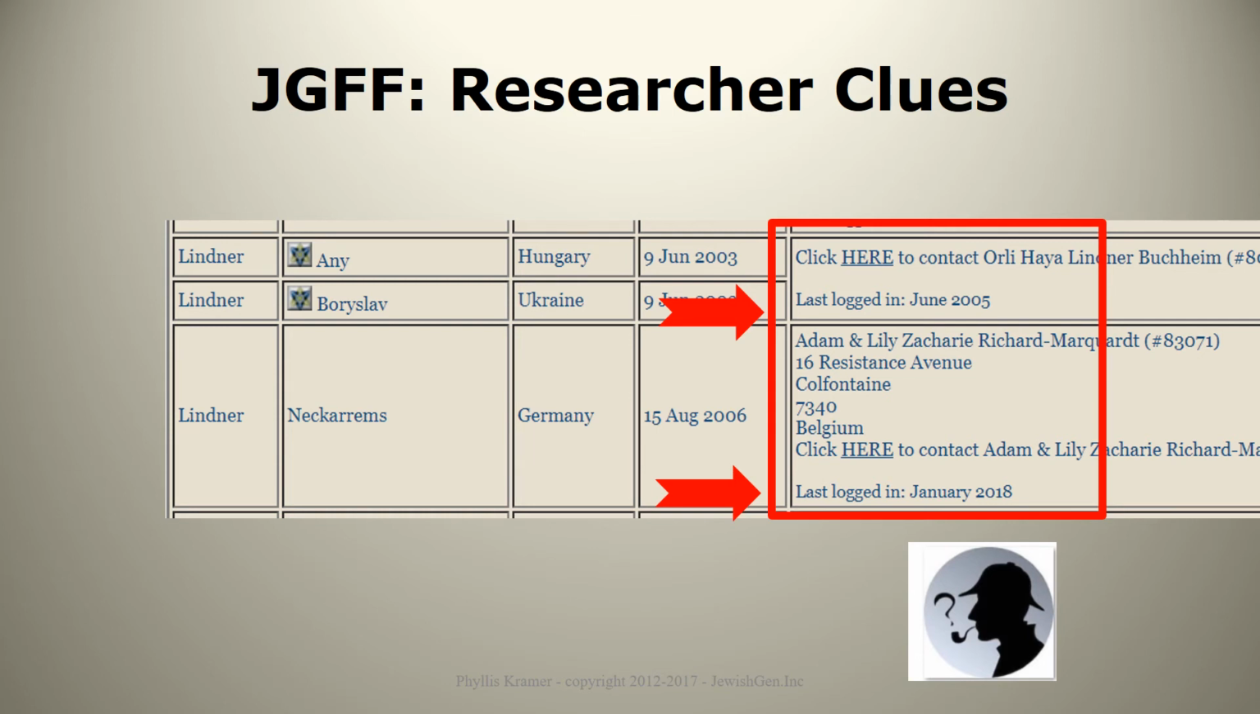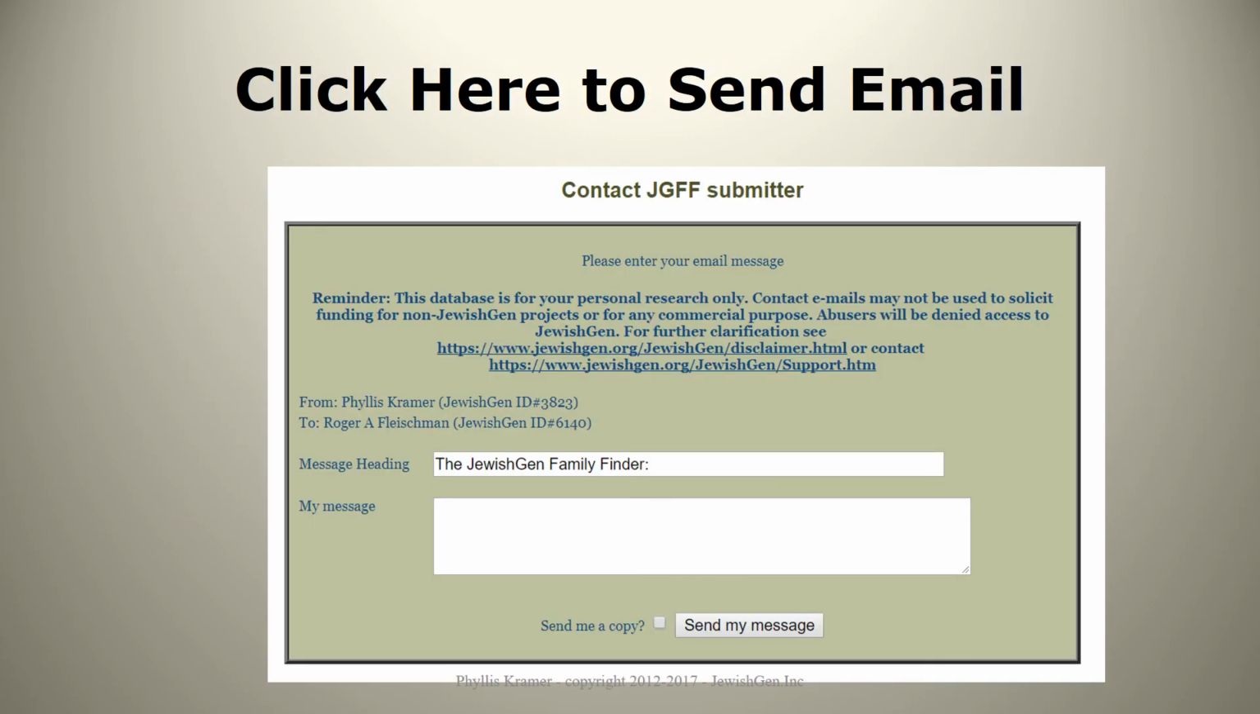Now, how do you send something? You see the click here? You click here. Notice there are no emails. You will not get any spam. We protect your email address. When you click here, you will get this contact. And first, here's my name and my ID. That's all I know. And I'm going to send something to another person with a JewishGen ID. Again, no emails. I would then have the ability to send a message, any message, to the other person.